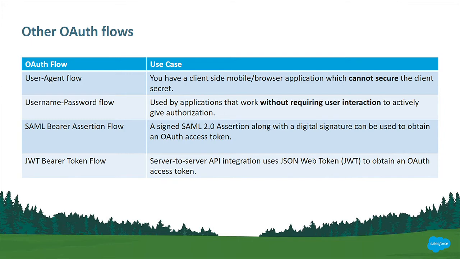You also have the SAML bearer assertion flow. If you're using SAML for single sign-on, and single sign-on is a concept where you can use one set of credentials to log into different systems, you can reuse your SAML to get an access token for OAuth. Similarly, if you're working on server-to-server API integrations, and if you're well-versed with JWT or JSON Web Tokens, you can reuse a JSON Web Token to perform OAuth, get authorized and get an access token to continue working with Salesforce.